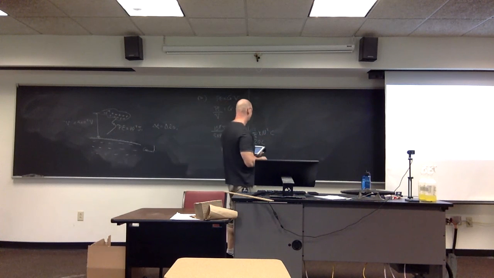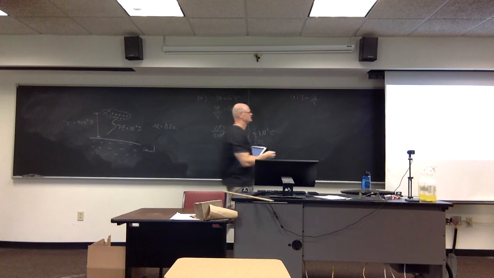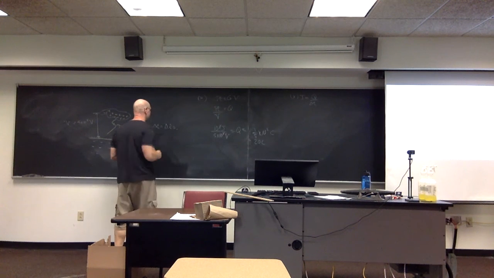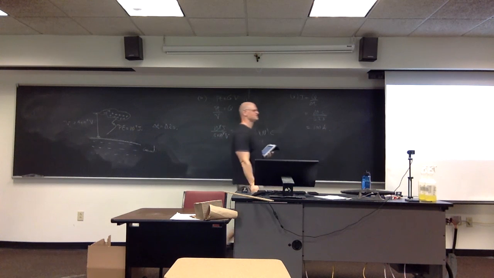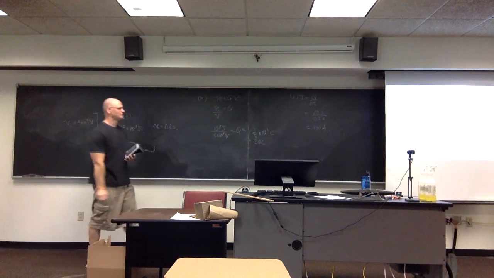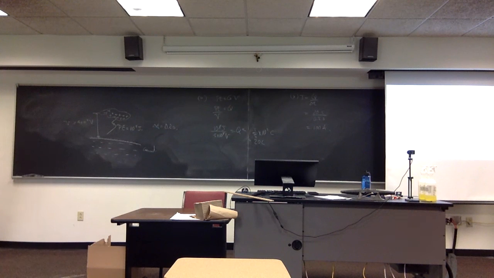Everyone's okay? Okay. So part B says, what's the current? Well, we know the current is simply equal to the charge divided by the time. So in this case, we have 20 coulombs. The time frame is 0.2 seconds. So this is going to be equal to 20 coulombs divided by 0.2 seconds, which is equal to 100 amps. So this is the average current carried in the lightning bolt. Lightning bolt, not light bulb.